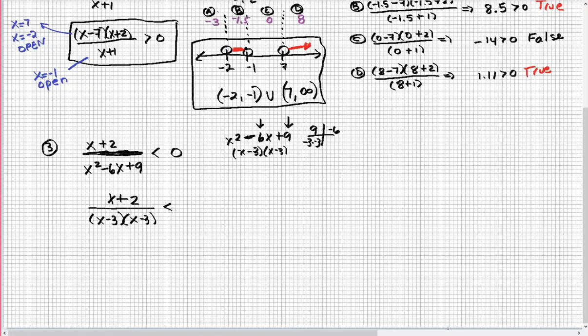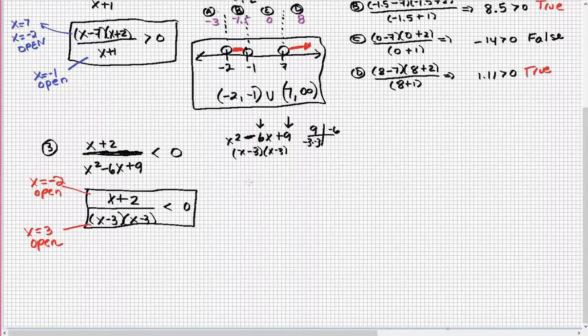So this factors into this. And this is the one we're going to use. This is the one that has 0 on the right and 1 term on the left. Now we have to get our critical points. From the numerator, we get x equals -2, and it's an open circle. And from the denominator, we get x equals 3, only once, because it repeats, open.